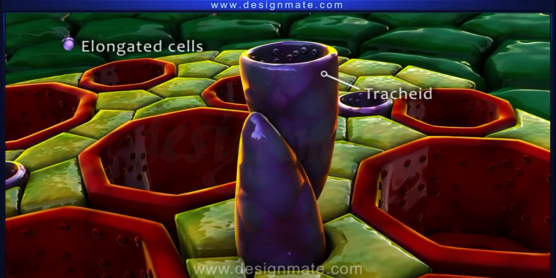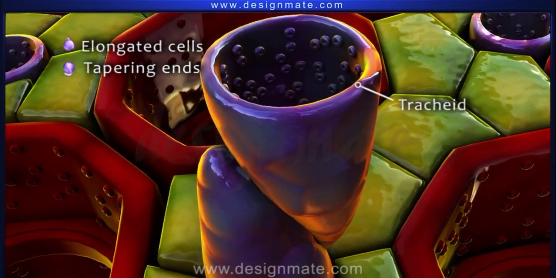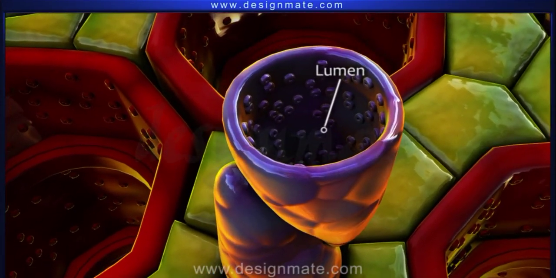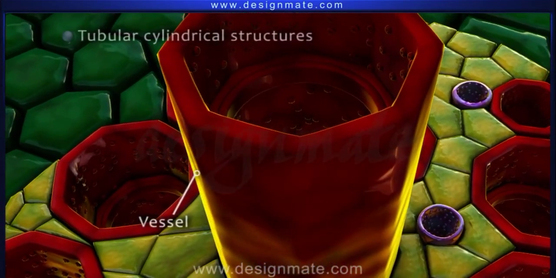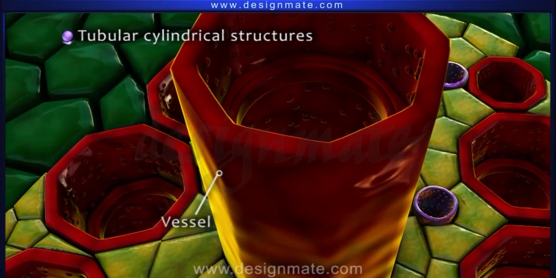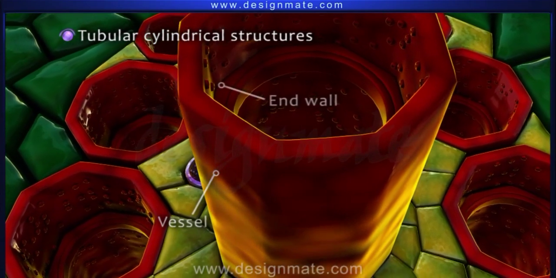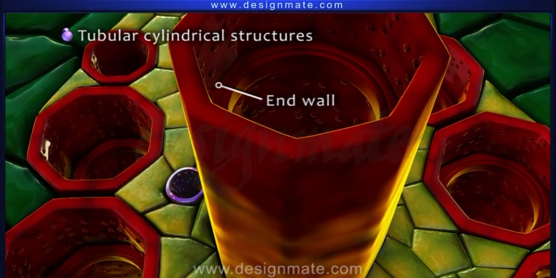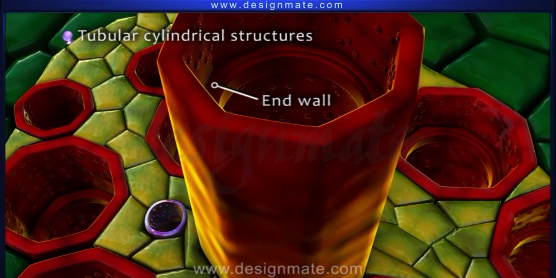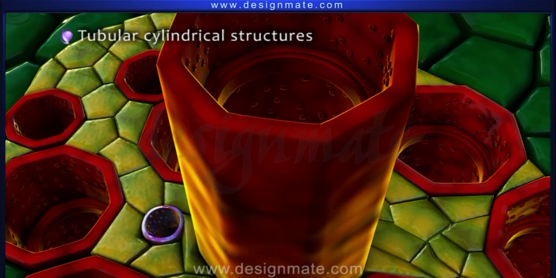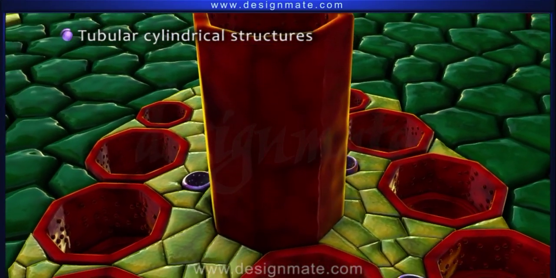Tracheids are elongated cells with tapering ends, heavily thickened with lignin, enclosing a large empty lumen. Vessels are tubular cylindrical structures formed by a row of cells placed end to end. The end walls of the cells bear perforation plates to form a continuous channel or a water pipe through which water and salts are transported to different parts of the shoot. They also have lignified walls.